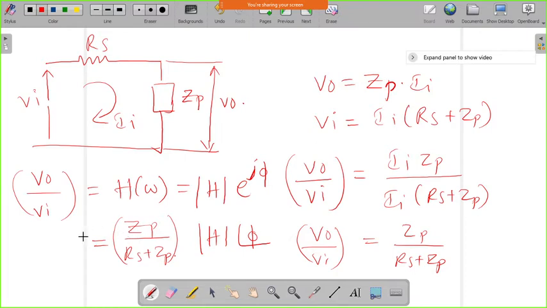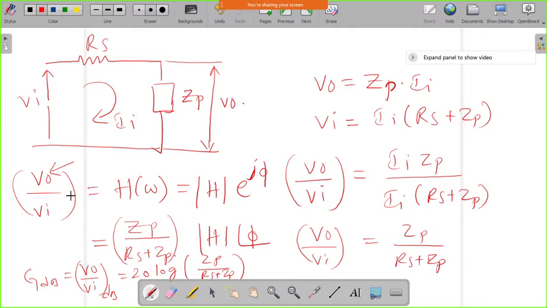Now if I want the gain in dB, G in dB equals V naught by VI in dB. This gives 20 log of ZP by (RS plus ZP). That is what we get as the gain in dB. Now we can observe here that the output voltage is always less than the input, that we know.